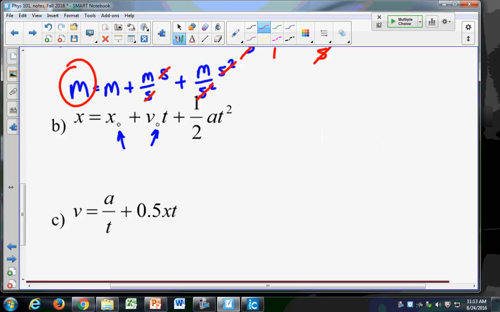Okay, so I have meters, meters, meters, and meters. So that is dimensionally correct. What about the next one? Is it dimensionally correct? No.